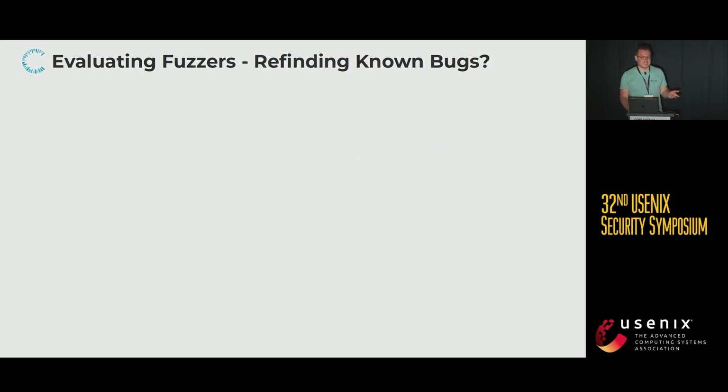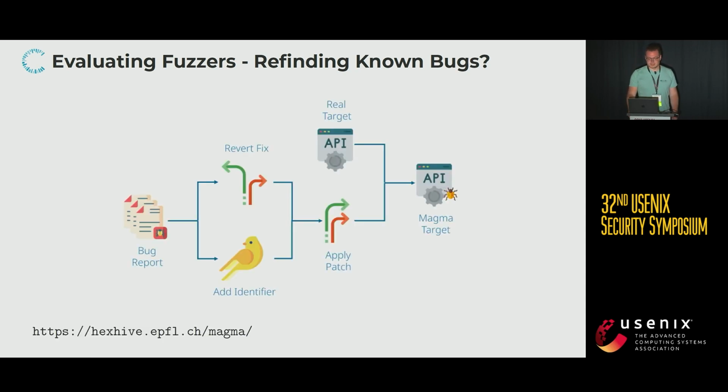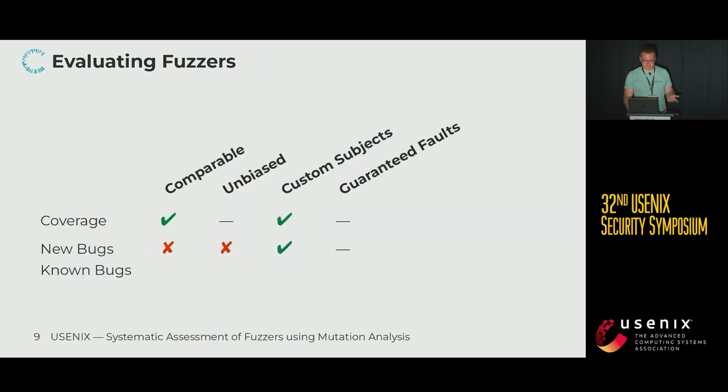So what about we just take these bugs that we know of and we try to refine them? This is, for example, what Magma is known for. It's a bug benchmark for fuzzing. What they do is take a bug report, take a look at what the fix was for this bug, and then they create a patch that reverts this fix, so that they can then inject this bug into a current version of the subject. So how does this fulfill our criteria?